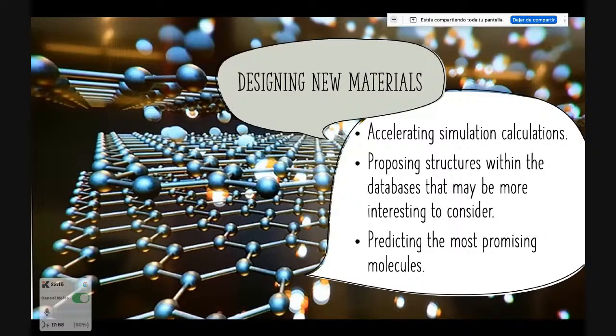The next one is about designing new materials for a specific application of interest. As you may know, the number of possible combinations of atoms to form valid molecules is estimated to be of the order of 10 to the power of a very large number of compounds. And definitely among these combinations, there are some that are ideal for the case in study. However, this is prohibitive when it's done empirically, which implies high cost and time. Machine learning algorithms propose a solution to this problem, for example, with strategies aimed at accelerating simulation calculations, proposing structures within the databases that may be more interesting to consider, or predicting the most promising molecules taking into account the original data set.